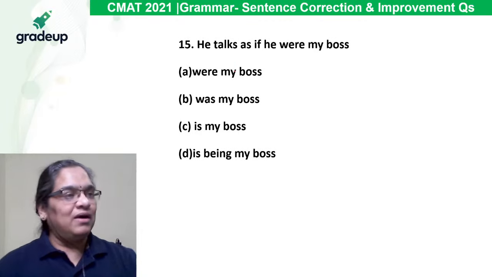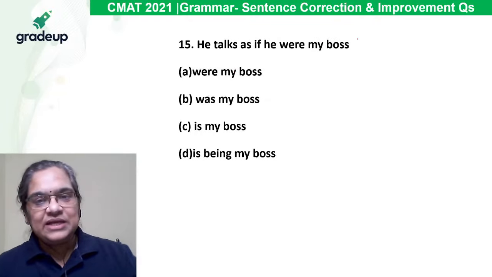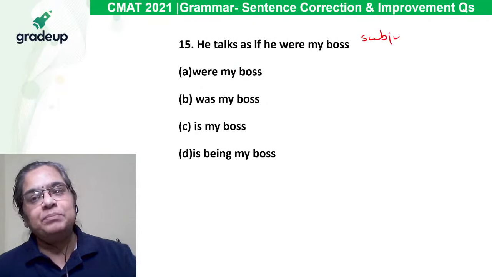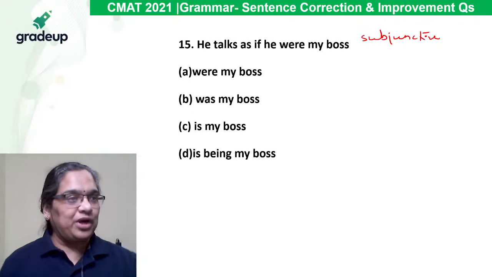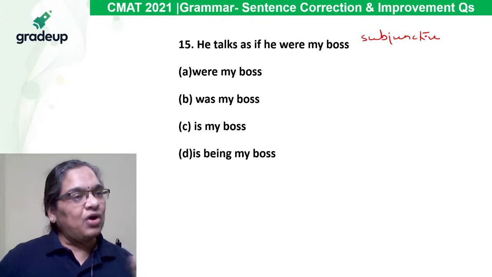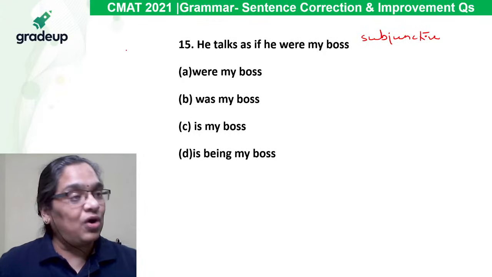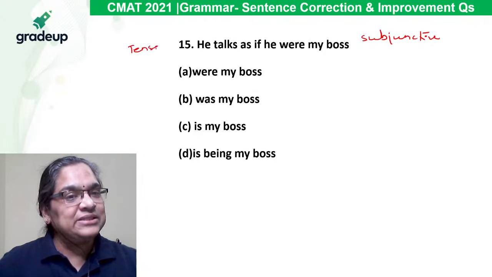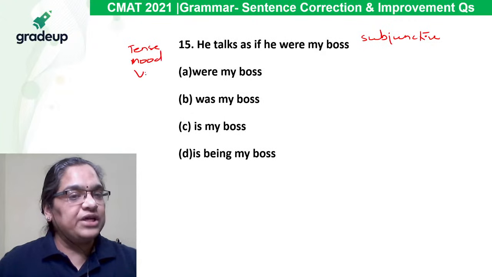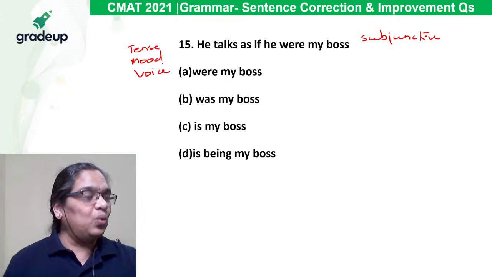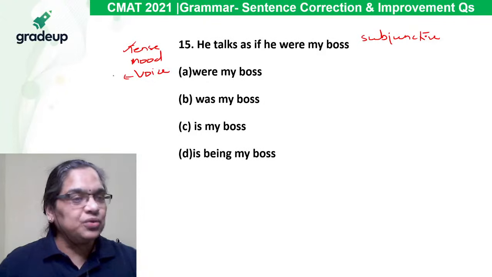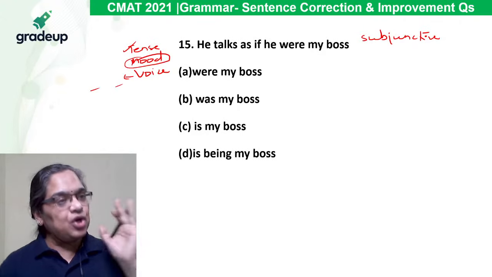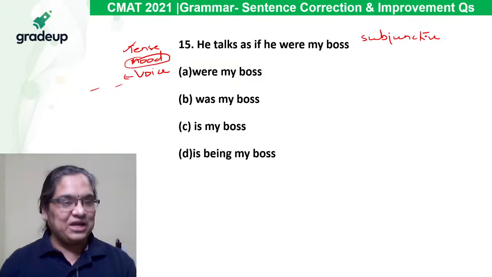Now, in English, there is a term called the subjunctive. Whenever you talk of verbs, they'll always talk of verb, tense, mood and voice. These are the three things you need to know about verbs. Tense you know, voice you know, active voice, passive voice. If the sentence is in an imaginary condition.